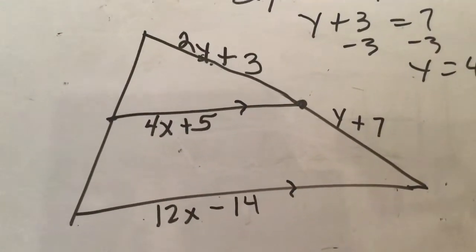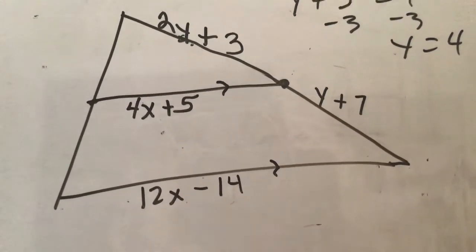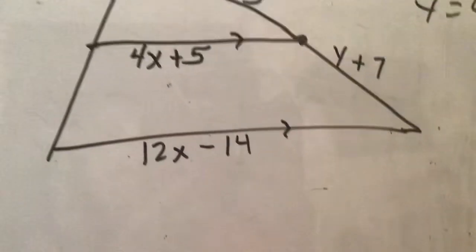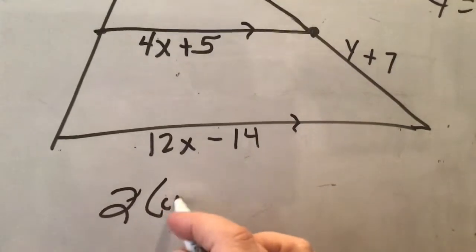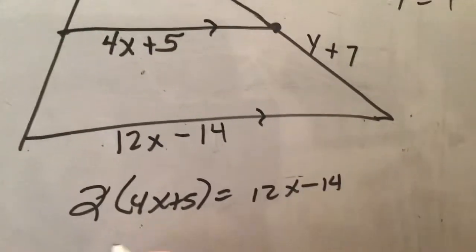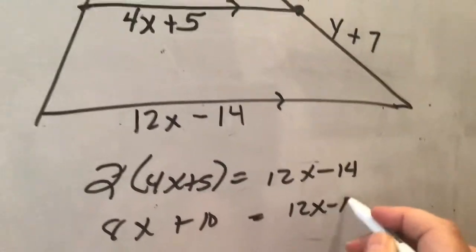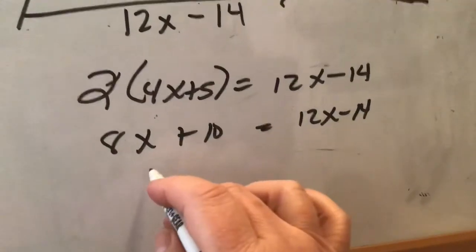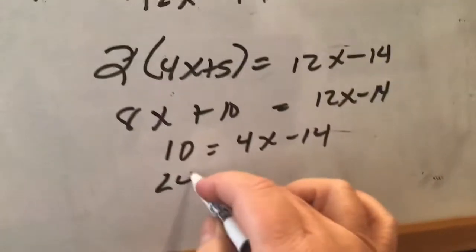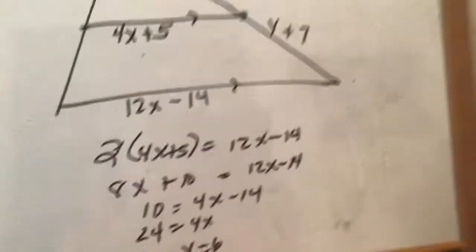And then the other one, the 4x plus 5, that line is supposed to be half of the 12x minus 14. That's where I really don't see where this is lining up right. But that means we'll do what we did before. We're going to take 2 times 4x plus 5 to equal the 12x minus 14 because it's half of the side. So we're going to have 8x plus 10 equals 12x minus 14. Subtract the 8x from both sides. I've got 10 equals 4x minus 14. Add 14 to both sides. I've got 24 equals 4x, and x equals 6. So you're going to have some problems like that.